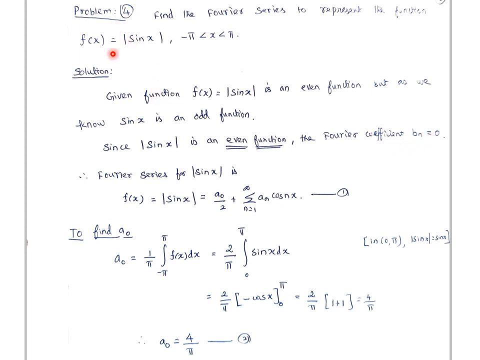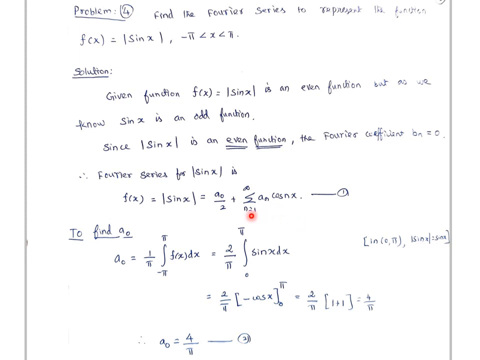Since the given function f of x equal to mod sin x is an even function, the Fourier coefficient bn will become 0. Therefore, the general Fourier expression can be reduced for our given function, modulus of sin x. Therefore, mod sin x is equal to a0 by 2 plus summation n equal to 1 to infinity of an cos nx. The third term bn is 0.